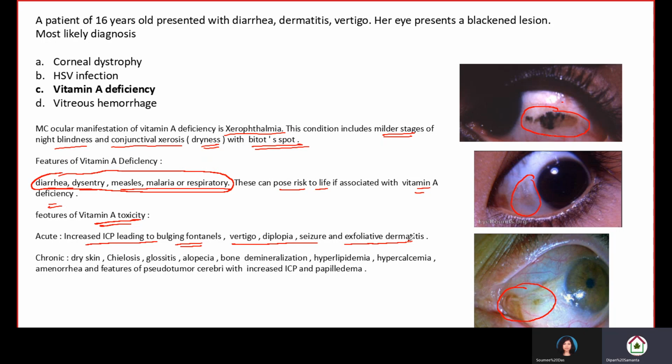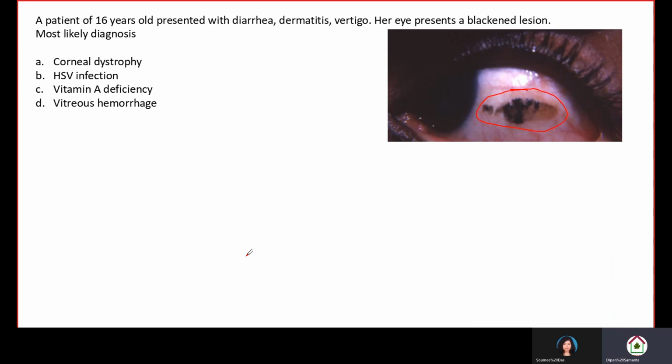And in chronic cases, there will be dry skin, cheilosis, glossitis, alopecia, bone demineralization, hyperlipidemia, hypercalcemia, amenorrhea, features of pseudotumor cerebri with increased ICP and papilledema. Okay, so always remember this Bitot spot. These spots must be remembered.